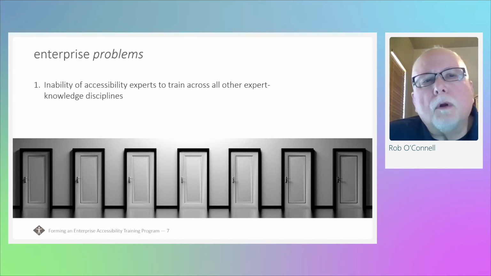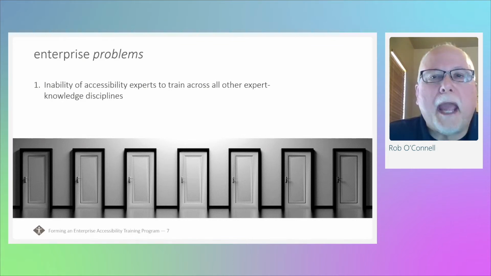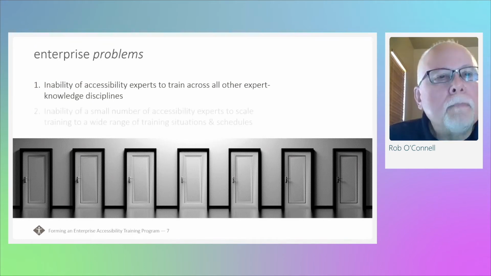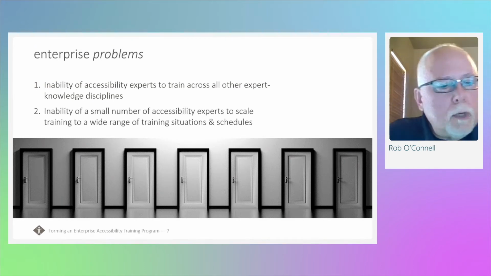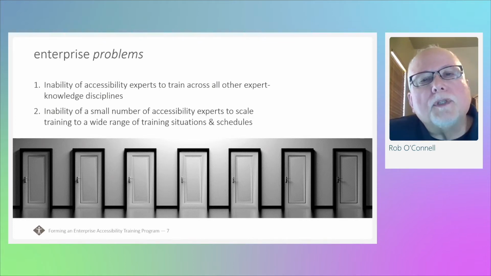And so in order for us to overcome the accessibility barrier there, it would require some level of awareness of what it takes to be a member service representative. And those are things that not every accessibility expert has in large numbers. So that was one of the gaps, was the knowledge gap. And the other was what I would like to call the availability gap. The inability of a small number of accessibility experts to scale training to a wide range of training situations and schedules.